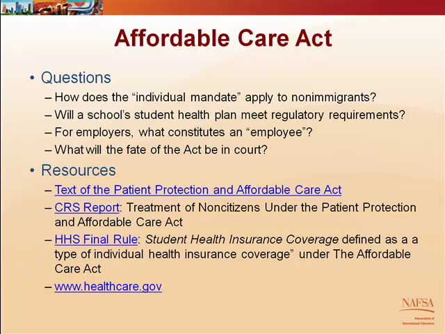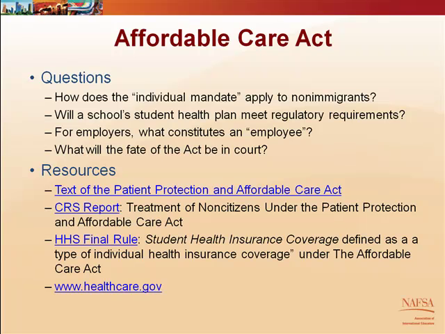Some common questions to consider are, to what extent will non-immigrants be subject to the individual mandate in 2014? For example, what's the effect on short-term visitors, students, and scholars? Would a failure to obtain essential minimum coverage affect non-immigrant status and eligibility for immigration benefits? And how would a violation of non-immigrant status impact an individual's responsibilities and eligibility for the benefits under the Act? Second, will a school's student health plan meet regulatory requirements? And how will the Act otherwise impact how schools offer or require their student health plan? For employers who must ensure that minimal essential coverage is available to employees, what constitutes an employee?